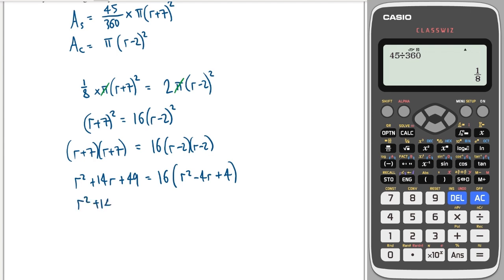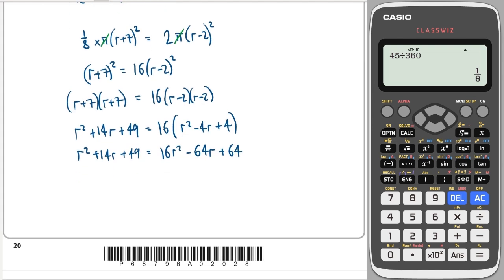Okay, so let's keep at it. And let's write this as 16r squared. 16 times 4 is 64, and 16 times 4 again is 64. Okay, so the right hand side has the bigger r squared, so I'm going to move everything to that side so that my r squared is positive. So subtracting an r squared is going to give me 15. Subtracting 14 is going to give me minus 78. And subtracting 49 is going to give me 15.